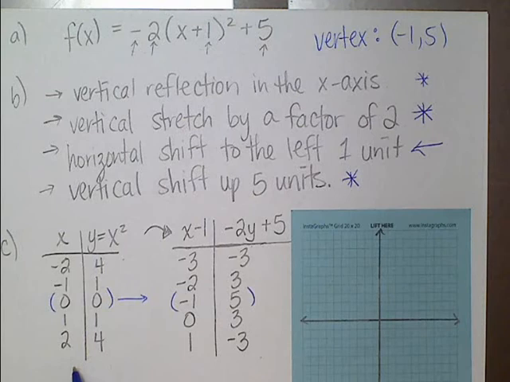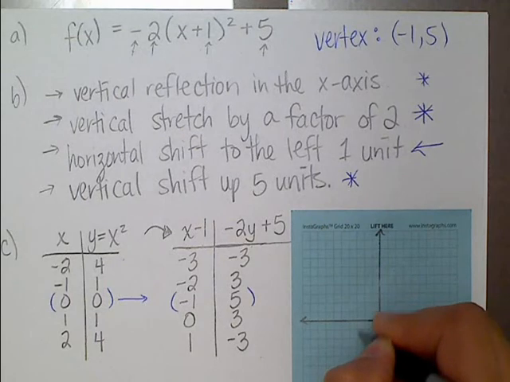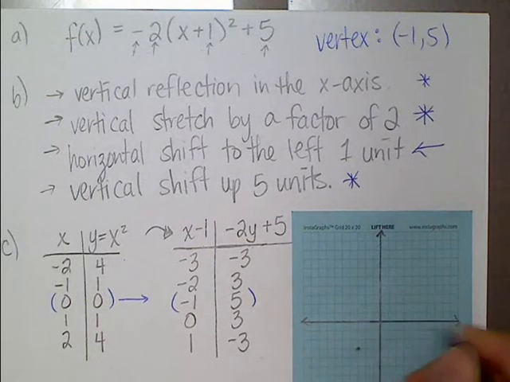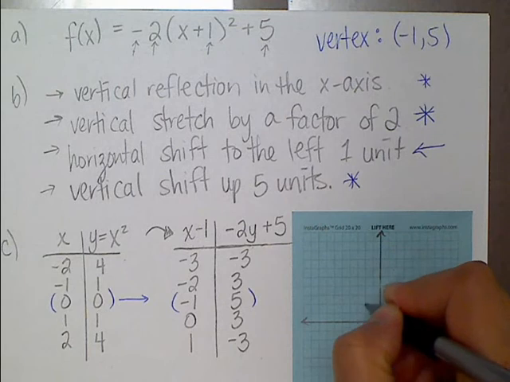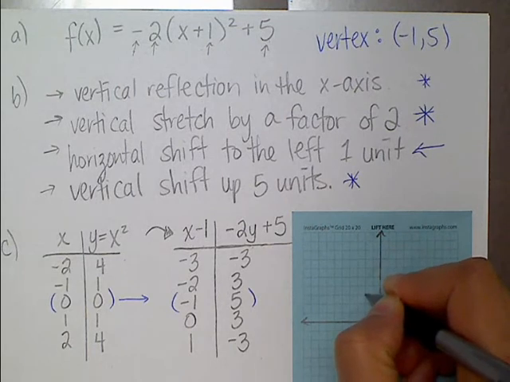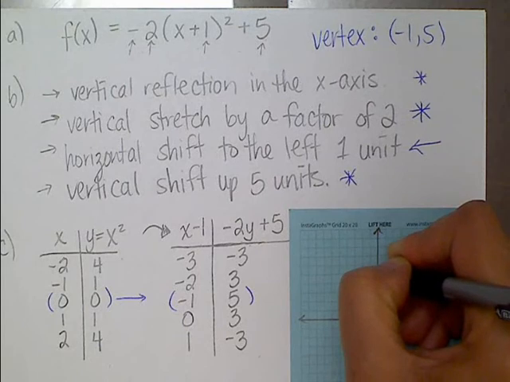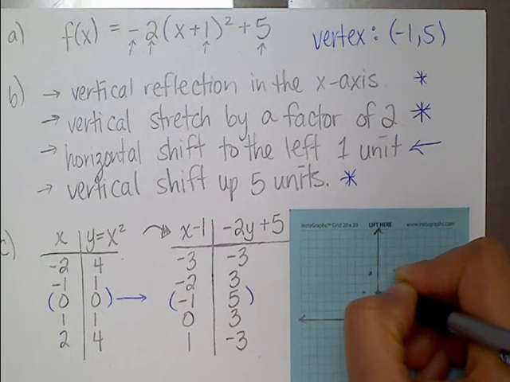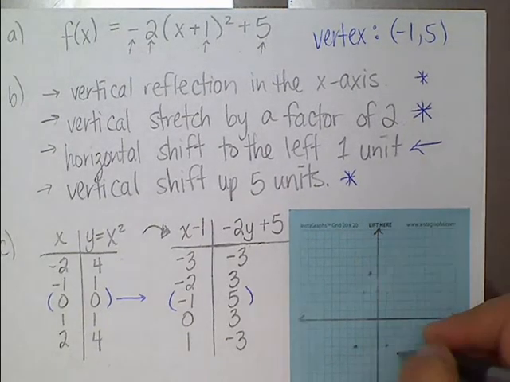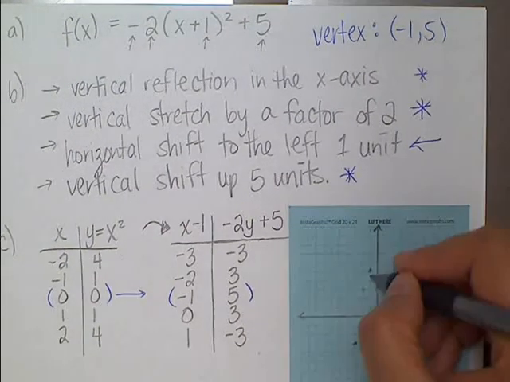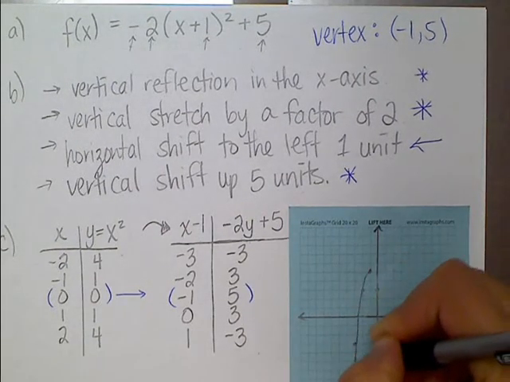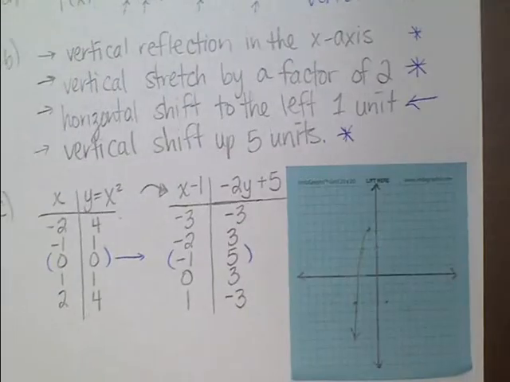Okay, all they have told me now is where those points have moved to. These were the original points for the y equals x squared graph. Now they've moved to a new set of points. So if I graph this, I have a point at negative 3 and negative 3. I have a point at negative 2 and positive 3. I have a point at negative 1 and 5. 0 and 3. And then 1 and negative 3. And I'll just sketch a curve through those points.